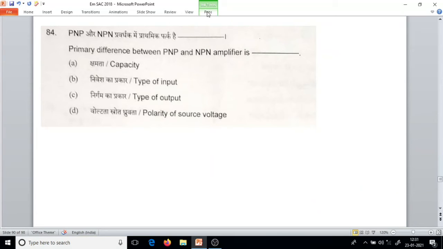Question number 84. The primary difference between PNP and NPN amplifier is option A capacity, option B type of input, option C type of output, option D polarity of source voltage. So the answer is option D. In an NPN transistor, usually the collector will be connected to VCC through a resistor, and the emitter will be connected to ground through a resistor. Then the base signal will be coming here.